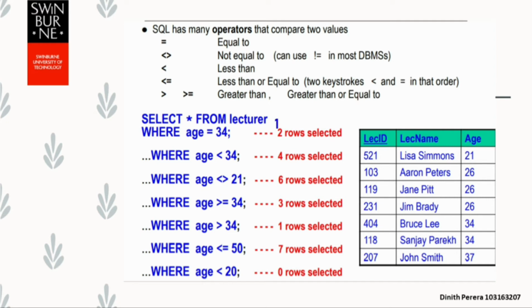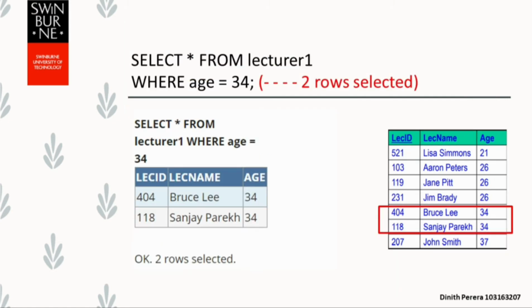Now in this table in the example, you can see multiple queries that use where clause to filter rows. As you can see in the example, they already gave us how many rows will be selected when the specific query is entered. I've recreated this table in iSQL to see whether the answer will come according to the example. Let's demonstrate. In the first one, select all from lecturer1, which is the table's name, where age is equal to 34. In the example they gave us two rows will be selected, and as you can see, it selected two rows where age is equal to 34. So it selects Bruce Lee and Sanjay.